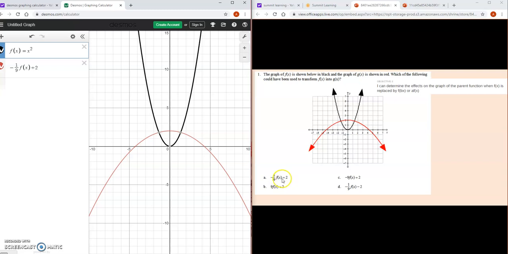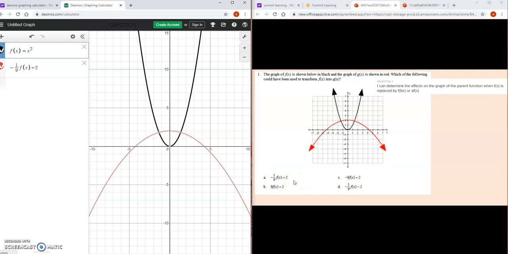And then again, the +2 is moving your graph, from this vertex, it's moving all your function 2 units up. So that's what happened. So again, I just wanted to take the time to emphasize the importance of Desmos.